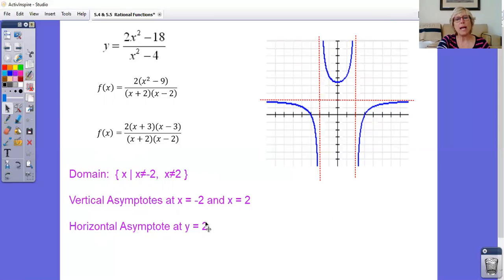Now my horizontal asymptote, I'm going to come back to my original. Degree on top is 2, degree on bottom is 2. Lead term, lead coefficient over lead coefficient. My horizontal asymptote chops the y-axis at 2.